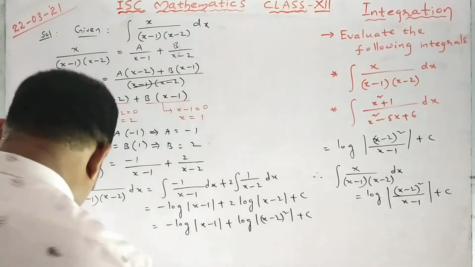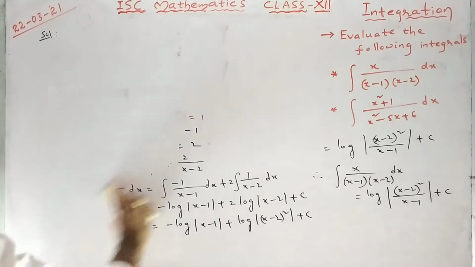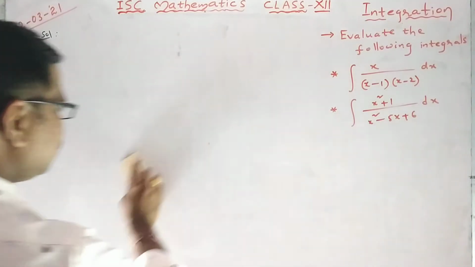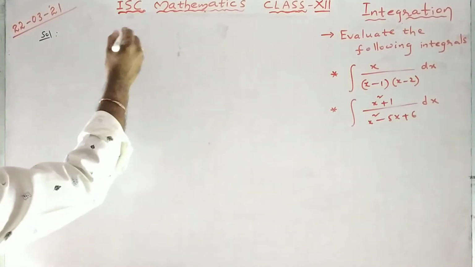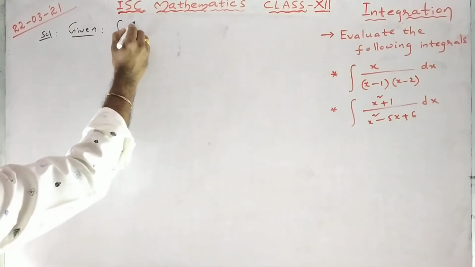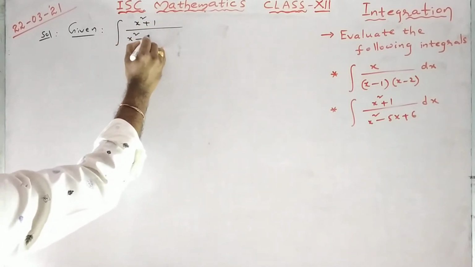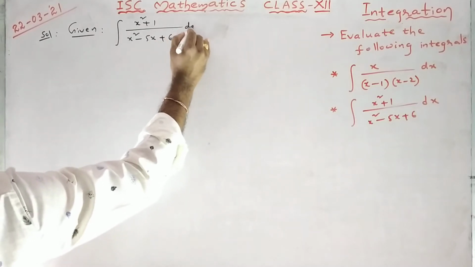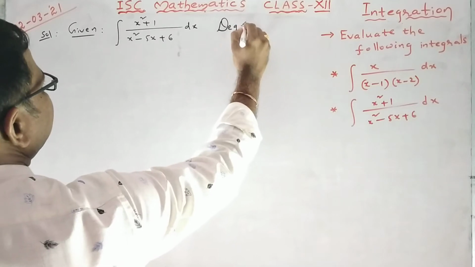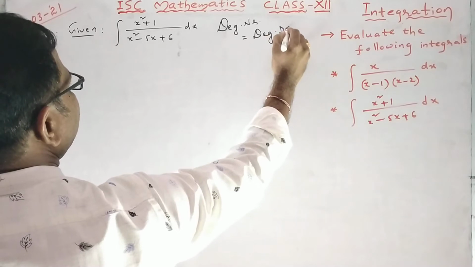Second one is different from this. Look at the question. Second one, integral (x square plus 1) by (x square minus 5x plus 6) dx. Here degree of numerator is equal to degree of denominator.